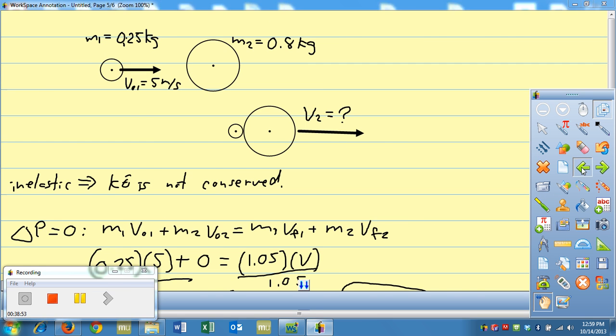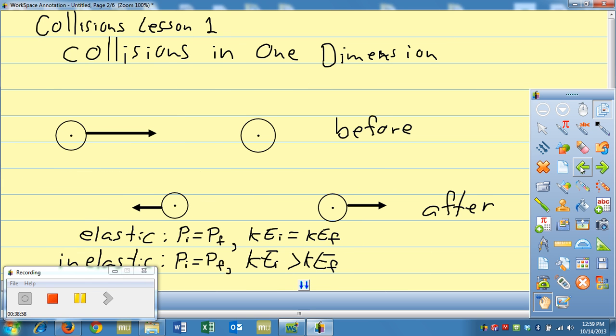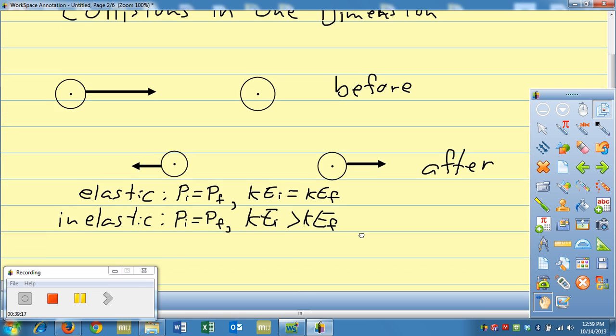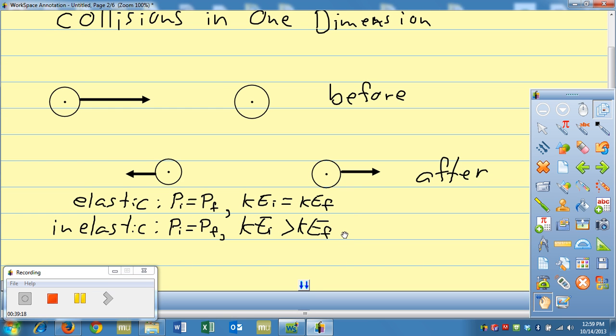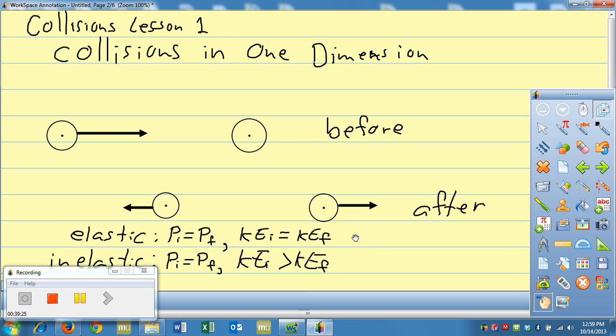So that's our whole lesson for today. Basically what we've got is we've got collisions in one dimension. And if they're elastic, then we have conservation of momentum and conservation of kinetic energy. If they're inelastic, we have conservation of momentum, but not conservation of kinetic energy, because kinetic energy is lost. Inelastic would be the case of, say, a ball that's not well inflated, or a collision between two cars, or two things that actually stick together like two pieces of clay.